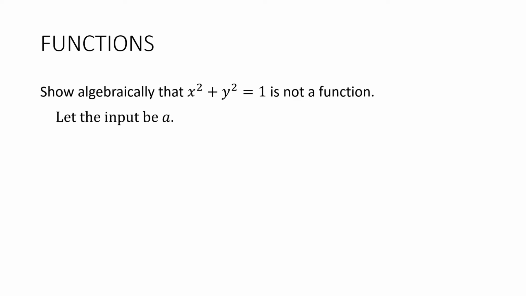And we do that by letting the input be some generic pronumeral, like a. So that's going in where x is, because x is the input. So a squared plus y squared equals 1. Take the a squared over to the other side, and then do the square root. And here's our issue: plus or minus. So for quite a number of inputs, we're going to get two answers. For example, if I put 0 in there, I've got plus or minus root 1, or plus or minus 1. So two answers for one input, not a function.